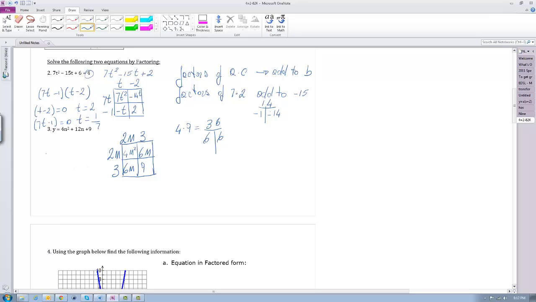So my two binomials would be 2n plus 3 that multiplies 2n plus 3, and my solutions would be n equals minus 3 halves, and then n equals minus 3 halves. In this case, if you are unsure that your factoring is correct, you can always FOIL the two binomials and see if you get the same equation that you started with.